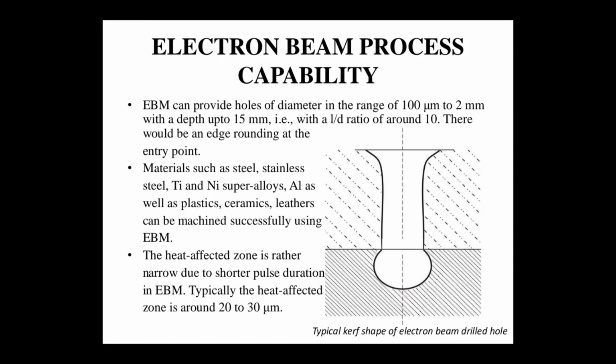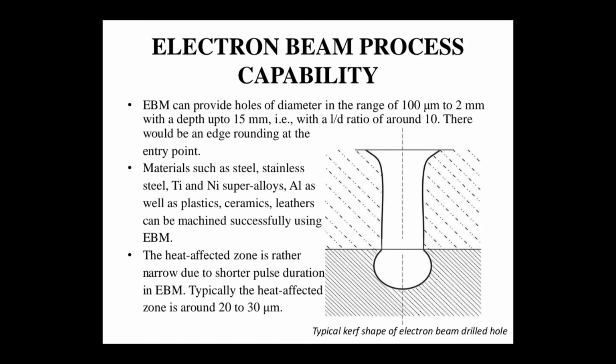EBM can provide holes of diameter in the range of 100 micron to 2 mm with a depth up to 15 mm, that is with a ratio of inner and outer of around 10. There would be an edge rounding at the entry point. Here I have shown the diagram where you can see the typical curve shape of an electron beam drilled hole. Metals such as steel, stainless steel, titanium, and nickel super alloys, aluminum, as well as plastics, ceramics, leathers, can be machined successfully using this EBM process.